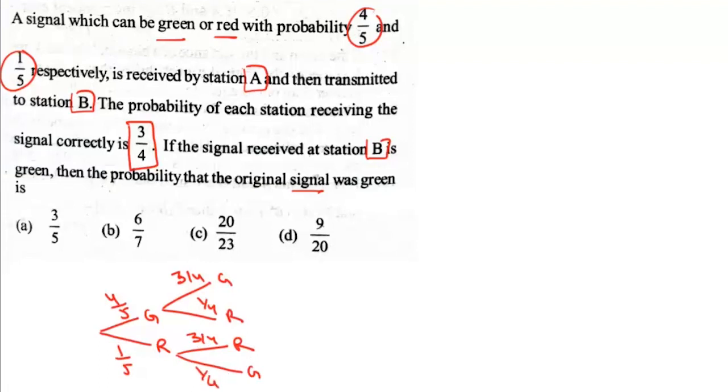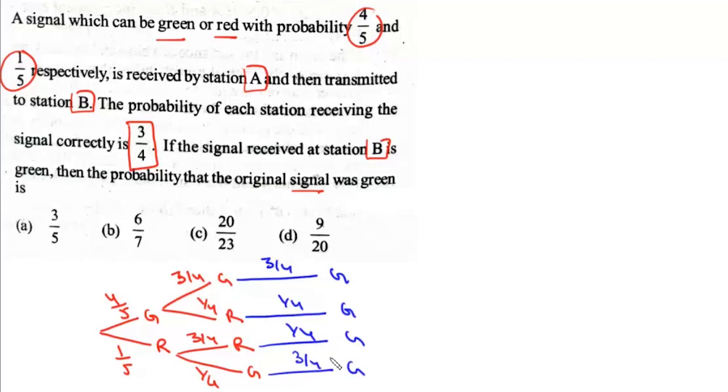Now it says at station B the signal received is green. So at B it will be green if it is received correctly, so it will be 3 by 4. Now red will be received as green if it is 1 by 4. Red as green is 1 by 4, and green as green will be simply 3 by 4. That is, given that the signal received at station B is green, we need to find the probability that the original signal was green.